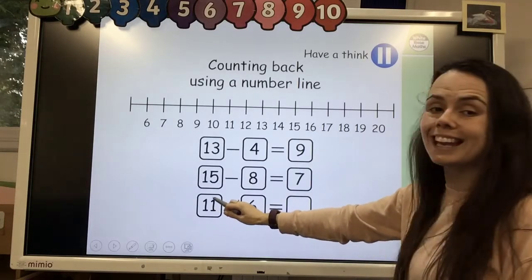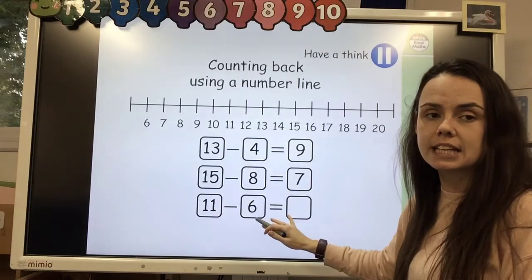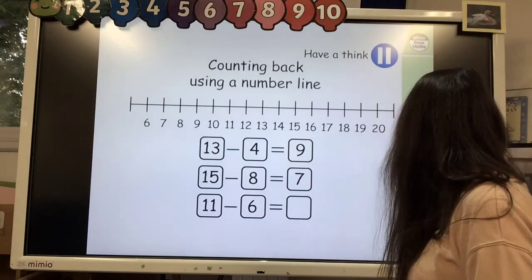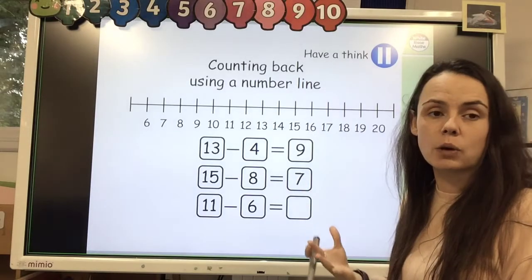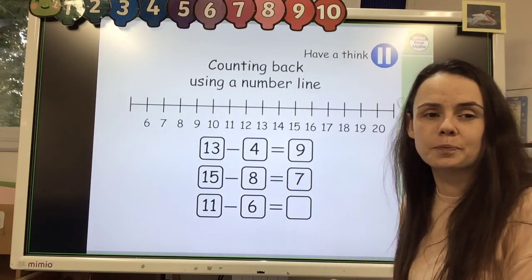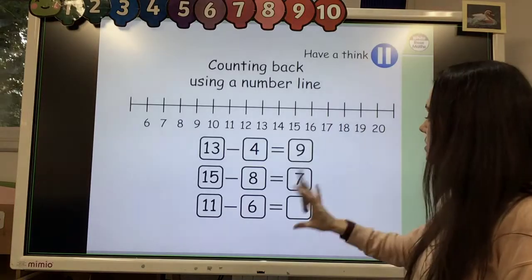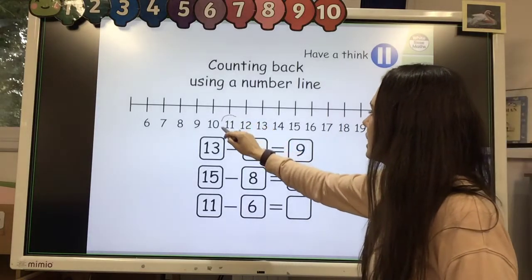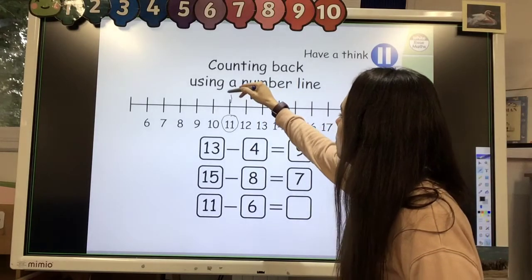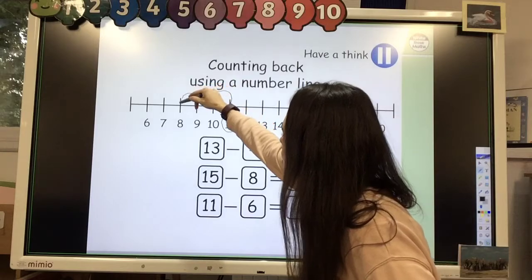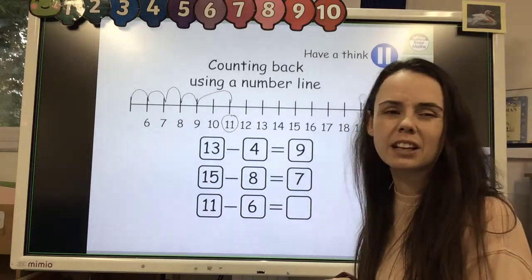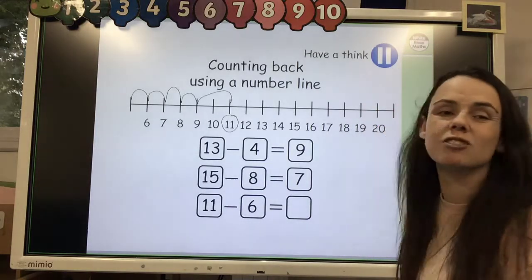Right, next one. 11 take away 6. Can you find 11 on your number line, please? And now can you count back 6? What number do you get to? Let me try. So I need to find 11. I'm going to count back 6. So 1, 2, 3, 4, 5. I ran out of number line. What have I done wrong?